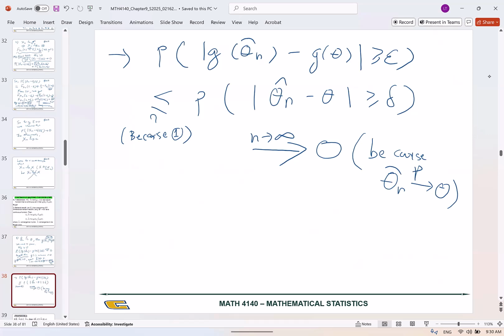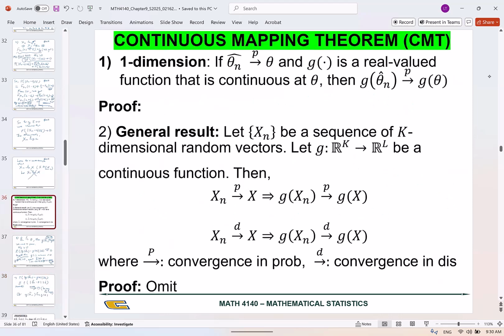And so basically, we did show that, right? R G theta n hat converges in probability to G theta. Okay. So this is called the continuous mapping theorem. This is a very powerful theorem in statistics.